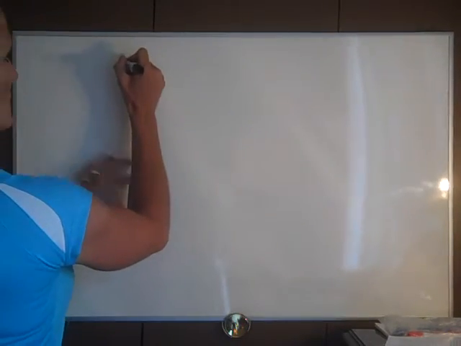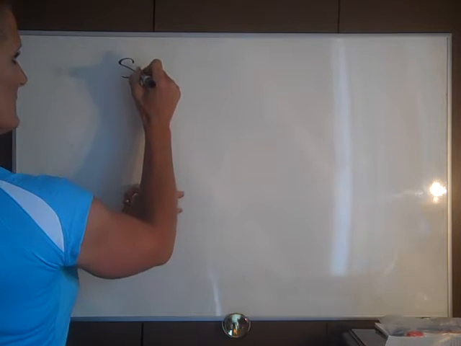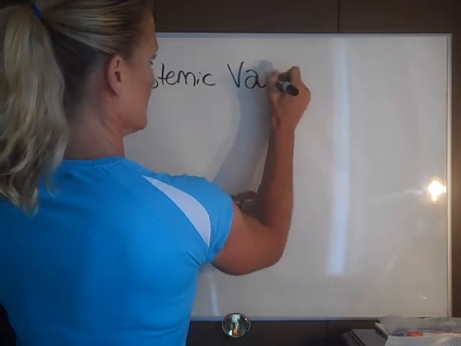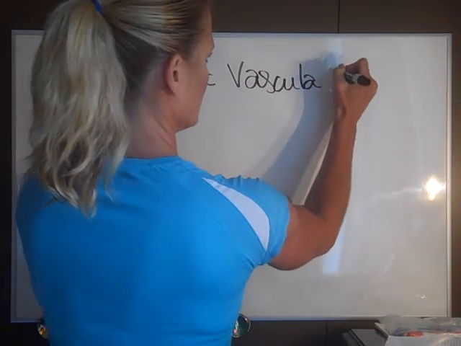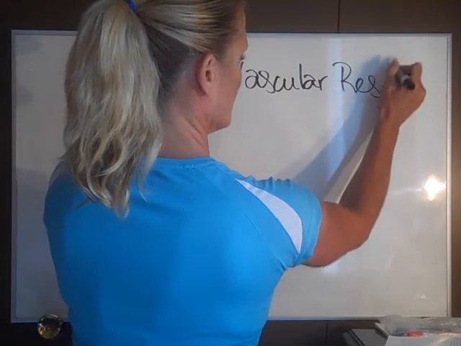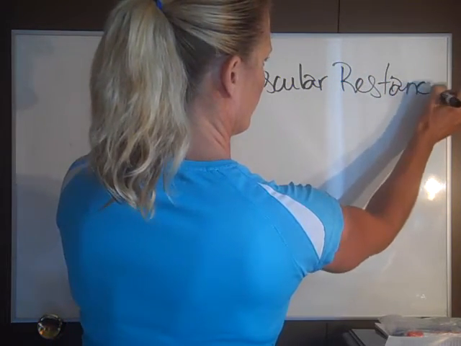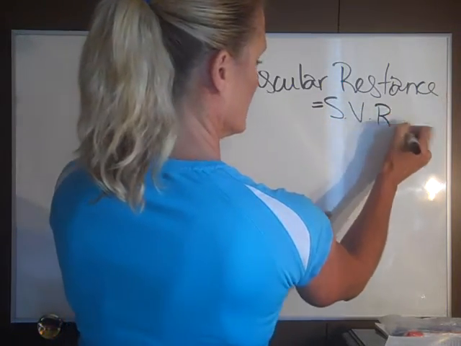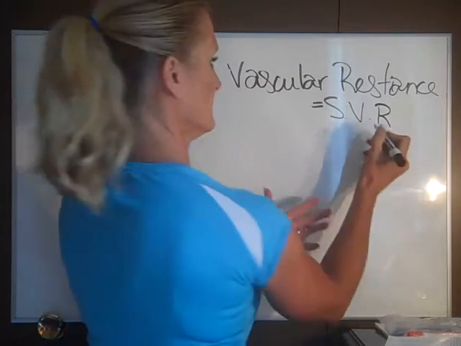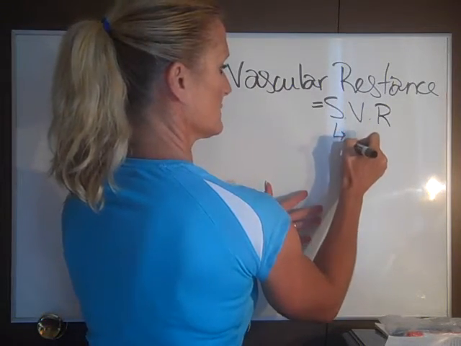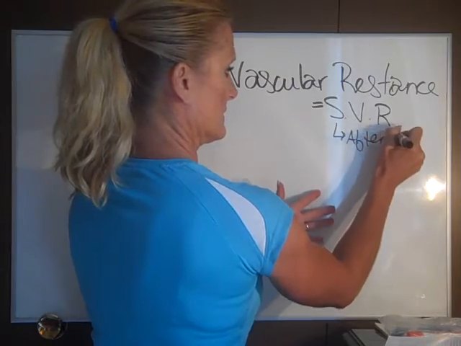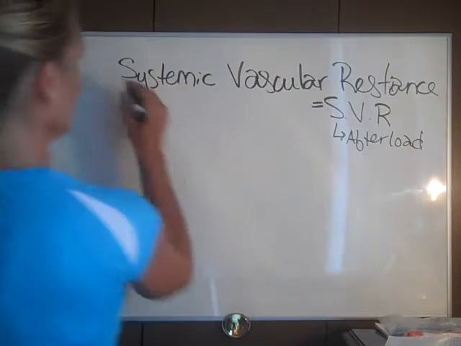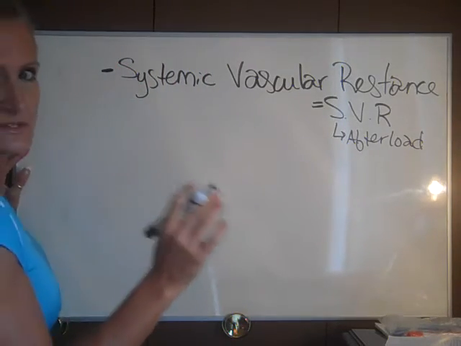The other things you need to know about are your systemic vascular resistance. This is known as your SVR. This is similar to afterload, not identical, but similar. So this is an important thing that you also need to know in your patient.